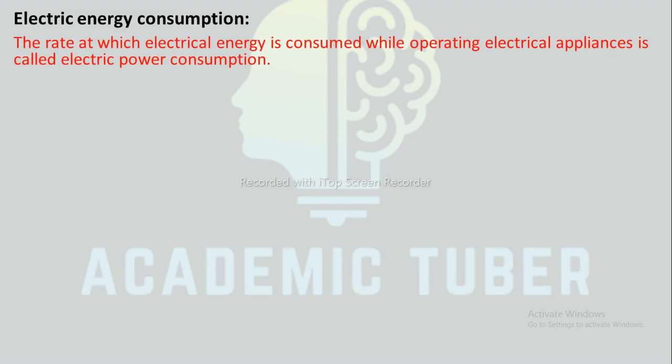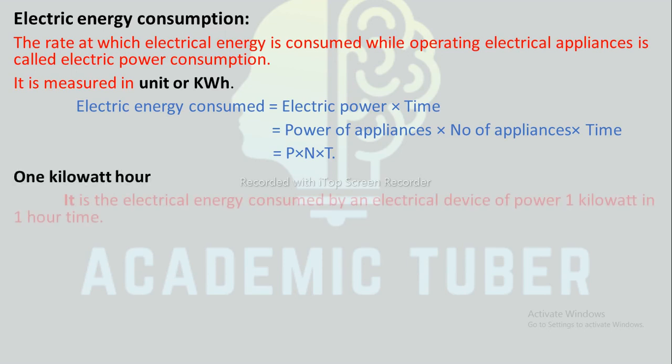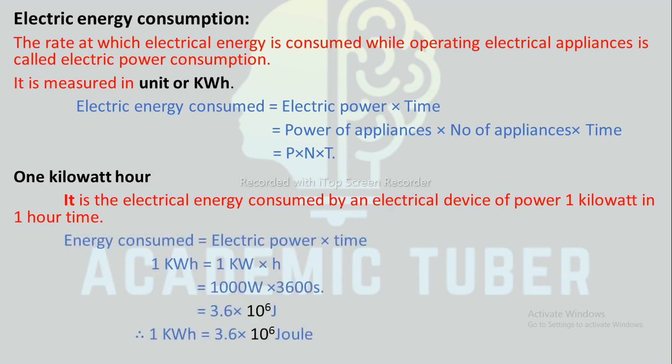Electric power consumption. The rate at which electrical energy is consumed while operating electrical appliances is called electric power consumption. It is measured in the unit kilowatt hour. Electric energy consumed equals electric power into time, equals power of appliances into number of appliances into time. Power must be in kilowatt, and time must be in hour. So 1 kilowatt hour is the electrical energy consumed by an electrical device of power 1 kilowatt in 1 hour. Energy consumed equals electric power into time. That is, 1 kilowatt hour equals 1 kilowatt into hour.